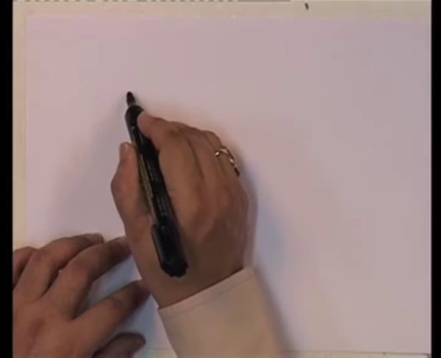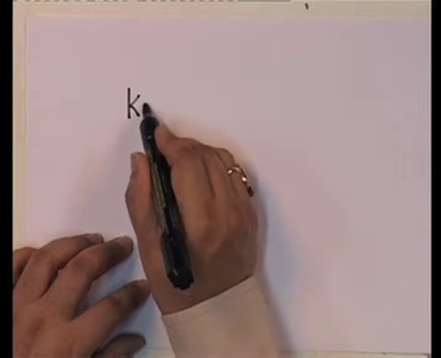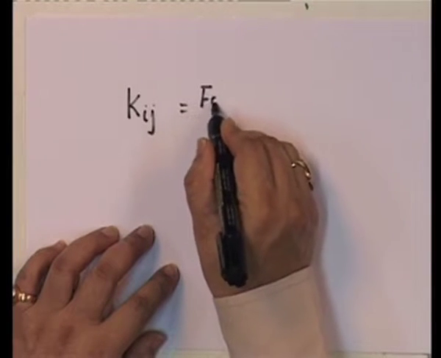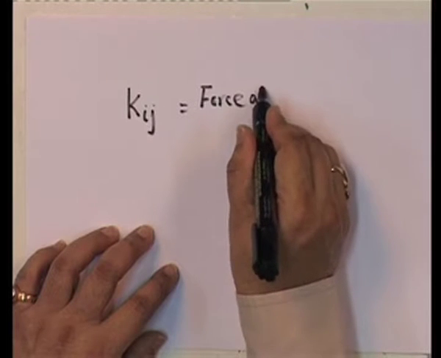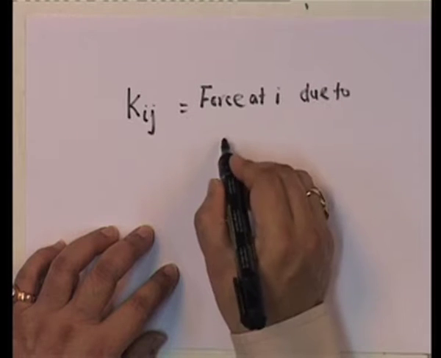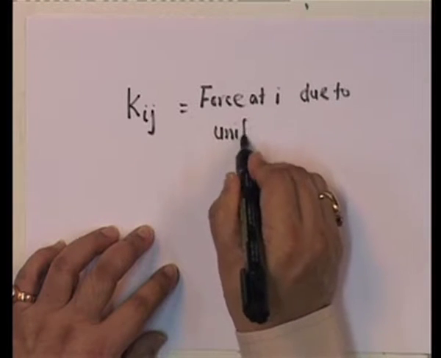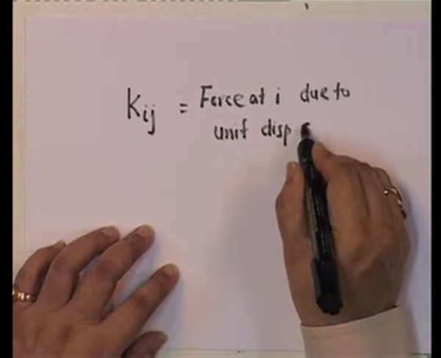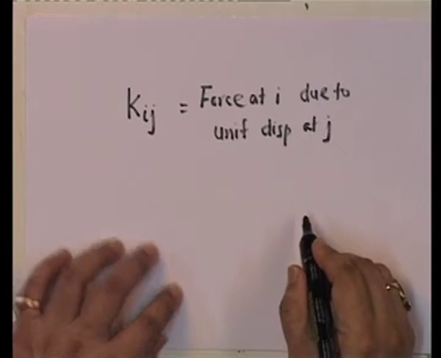Okay. Now, with this, how do I find out my Kij? Kij is what? Well, let's look at it now. Okay. Let's start defining certain things. Kij is force at I due to unit displacement at j. So, let us look at this.